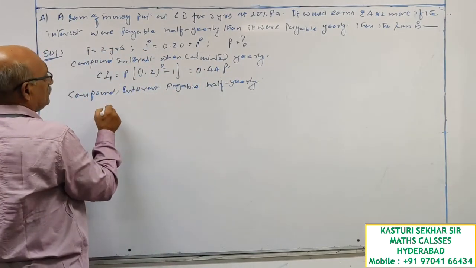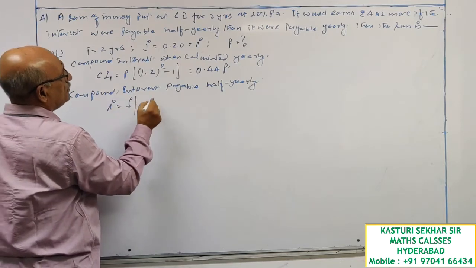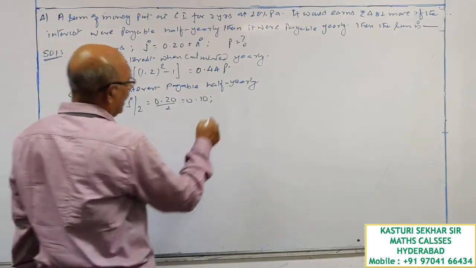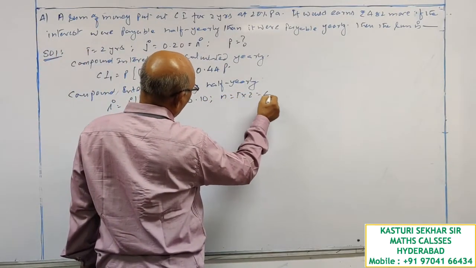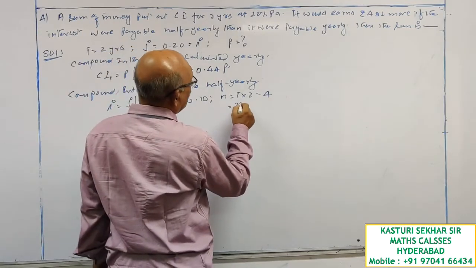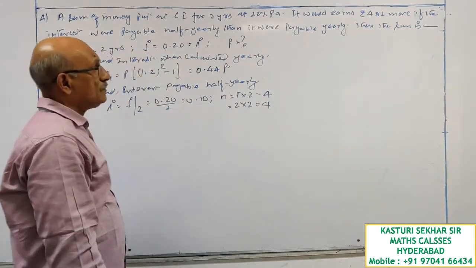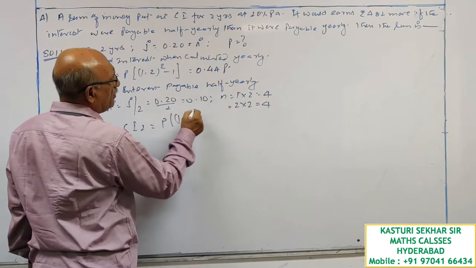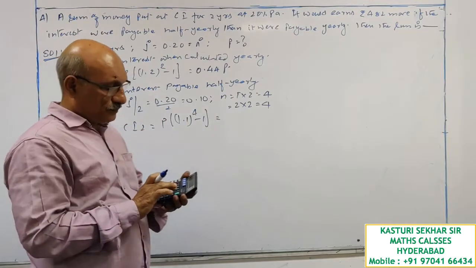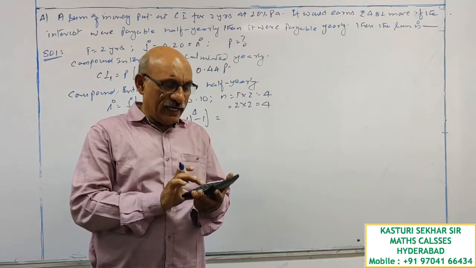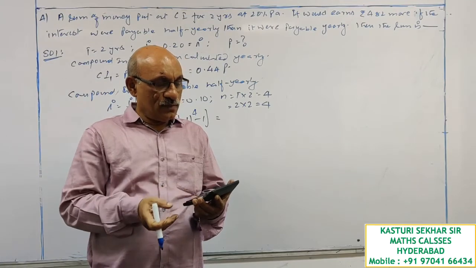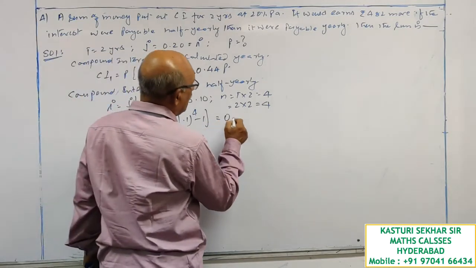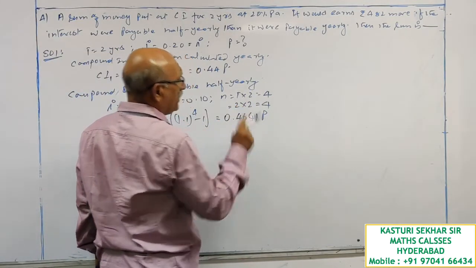Then we have conversion. i is equal to j by 2, 0.20 by 2, 0.10. n is equal to t into 2, that is 2 into 2, 4. CI2 is equal to principal into 1.1 whole power 4 minus 1, which is 0.4641 into P.